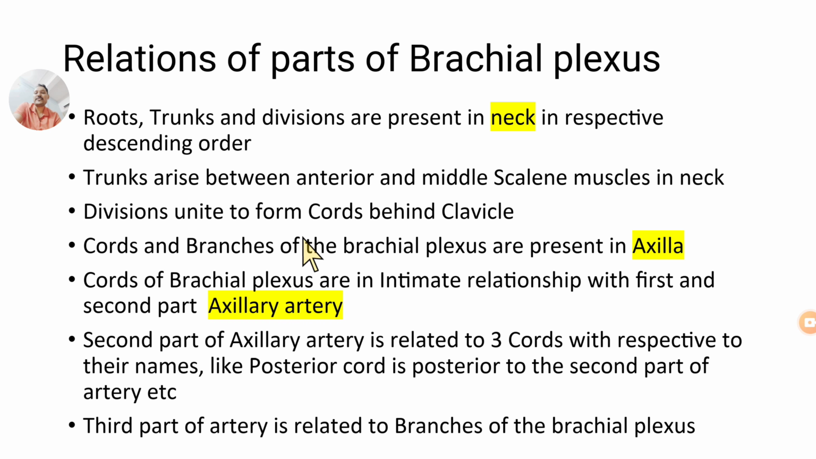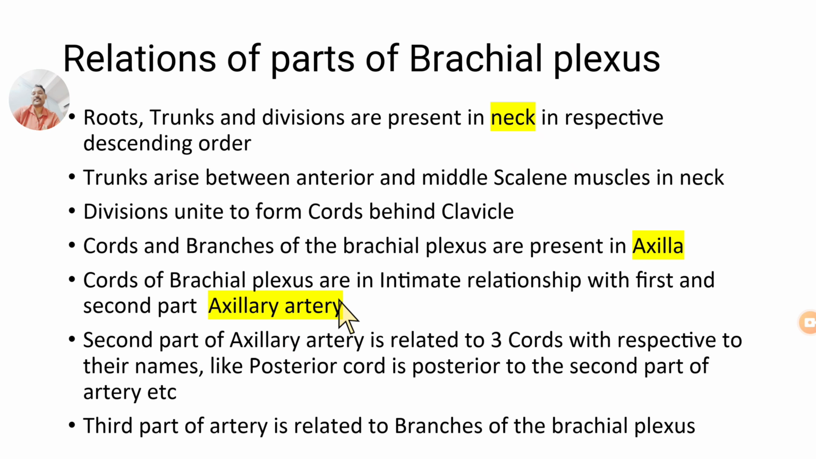They will come out, form the divisions, and the divisions will run in the neck behind the clavicle. They will unite to form the cords. So cords begin behind the clavicle, lower portion. And these cords and the branches of the brachial plexus are present in the axilla. The cords of the brachial plexus are in intimate relationship with the first and second part of the axillary artery. I have highlighted the portion where you should mention what is present and the relations. Neck, in the axilla and around the axillary artery, that will fetch you 2 marks if it is a subheading.